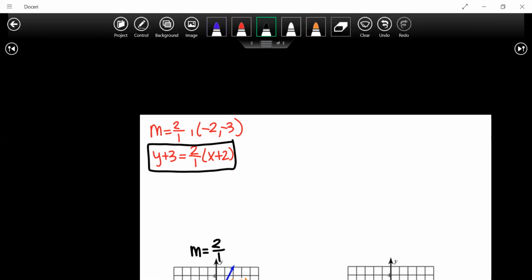On today's homework, it's going to give you 2 points. And it's going to say, give me the equation of the line through those 2 points. So that's all you're going to do. Yes?